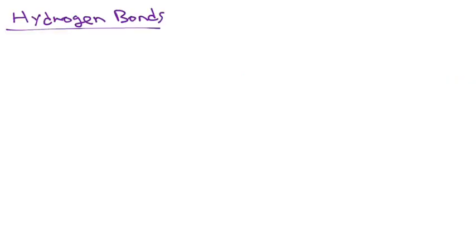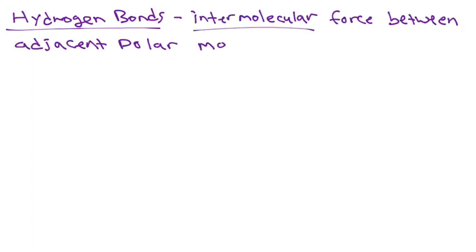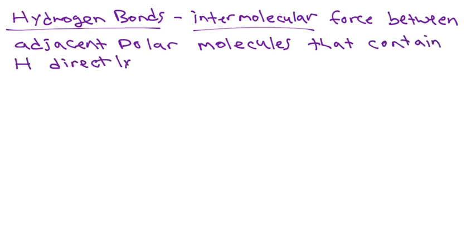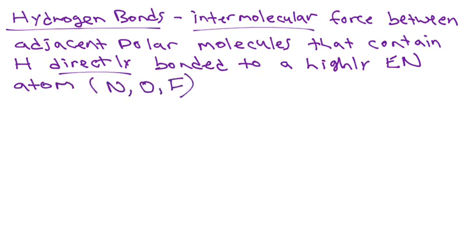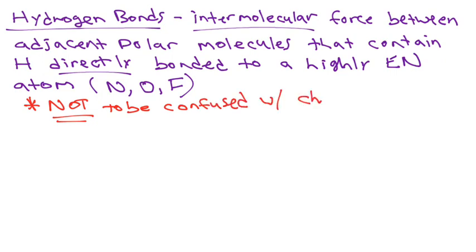So, hydrogen bonds. These are intermolecular forces between adjacent polar molecules that contain hydrogen directly bonded to a highly electronegative atom, whether it's nitrogen, oxygen, or fluorine. So let's take a look at some examples of this. Oh, but first, don't confuse hydrogen bonds with chemical bonds. They're not the same thing.